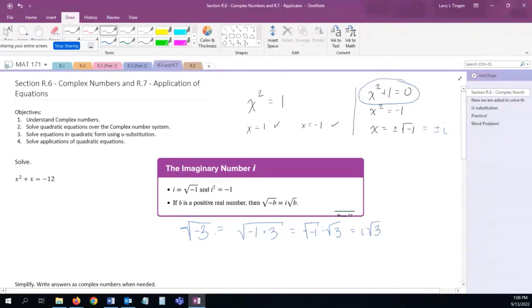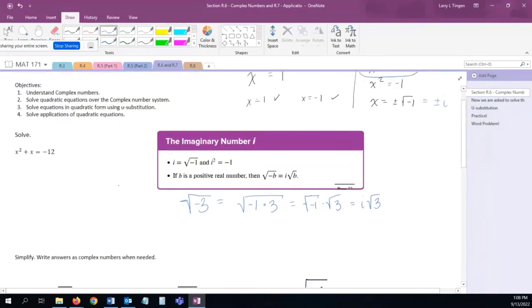That's just to make a long story short. This is what's going on here. Whenever you see the negative pop out and become i, it's because technically we're factoring out a -1 and then saying the square root of -1 is i. So when do they come up? They come up in questions like this. If I get a quadratic such as x squared plus x equals -12 and I'm asked to solve it, what happens?